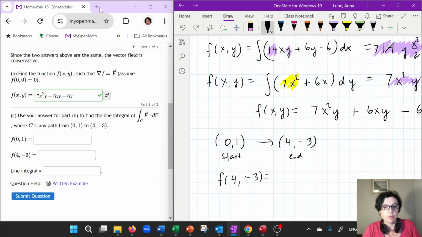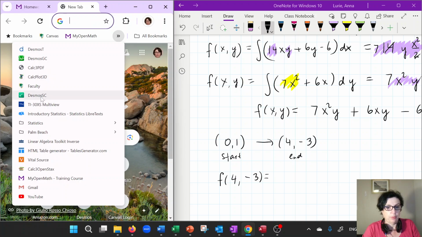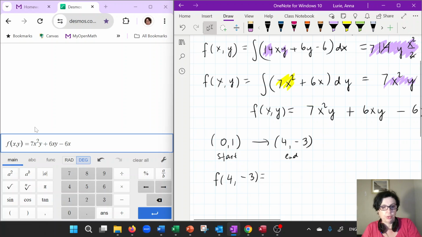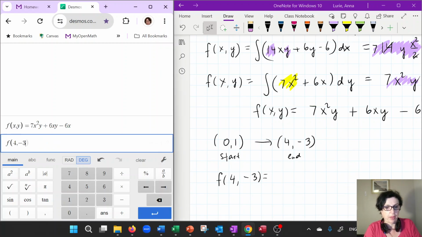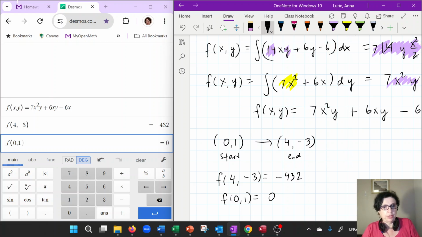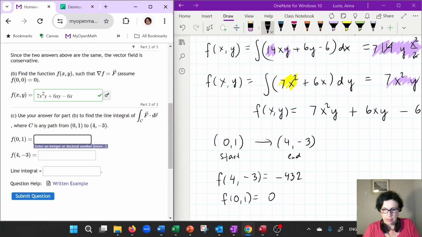Now, because I have this wonderful calculator, which I am going to just use right now, so I don't have to think. So this is 7x squared y plus 6xy minus 6x, I believe, right? Okay, so we want to plug in the end of the path, 4, negative 3. And then we also want to plug in the start of the path, 0, 1. So this is negative 432, and then f of 0, 1 is 0. Now, we just want to make sure that we enter them in the correct spots. So that is 0, that is negative 432. So they just put them in a different order.